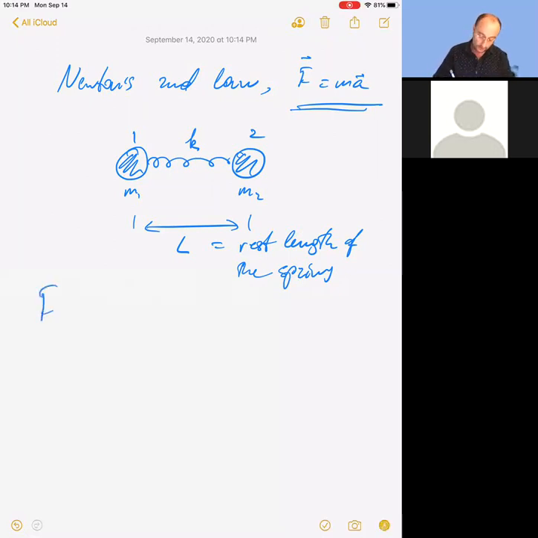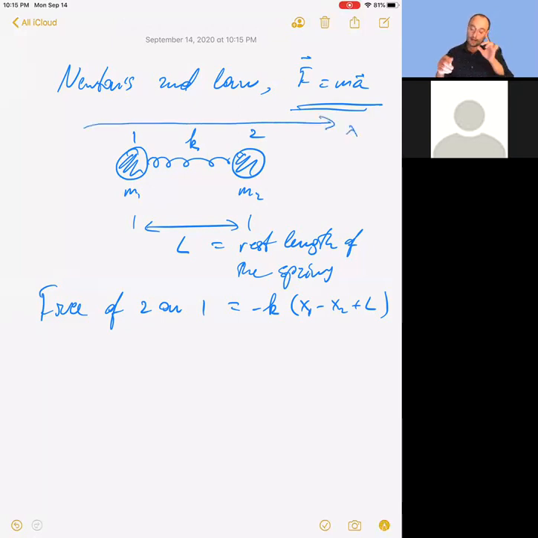So the force of 2 on 1 is given by minus k, I'm going to do this in one dimension, x1 minus x2 plus L. Okay, notice that, let's say that this is the x coordinate, right? So if x2 minus x1 equals L, right? x2 is L further along the x-axis than x1, then x1 minus x2 will be minus L, and this whole expression is 0, as advertised.